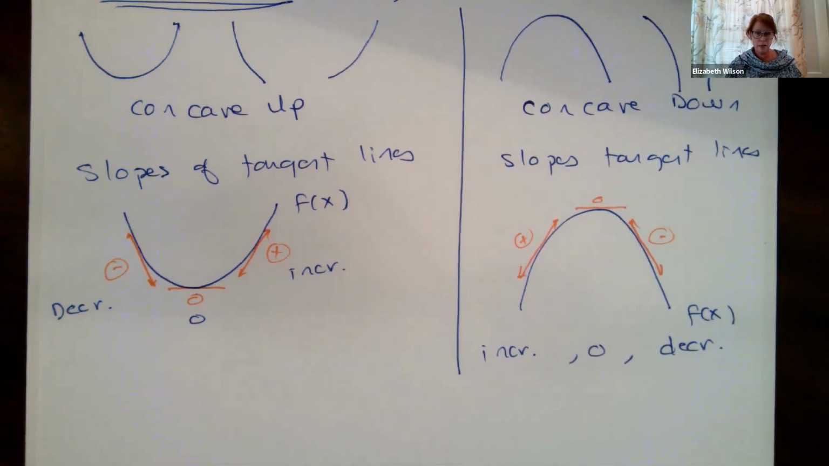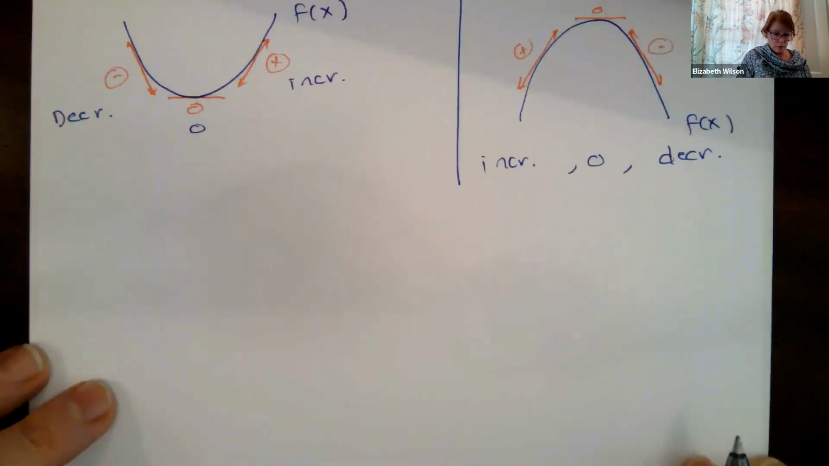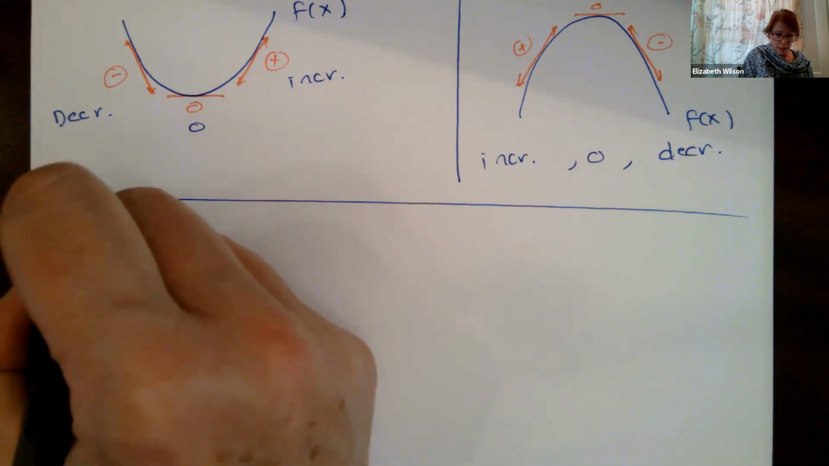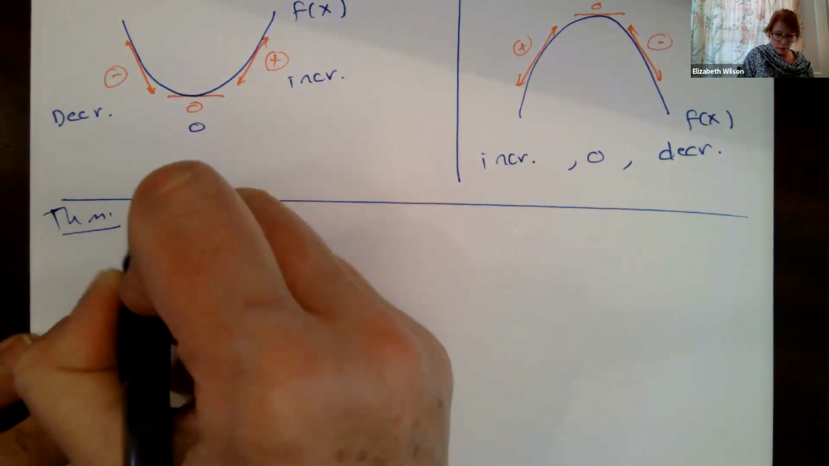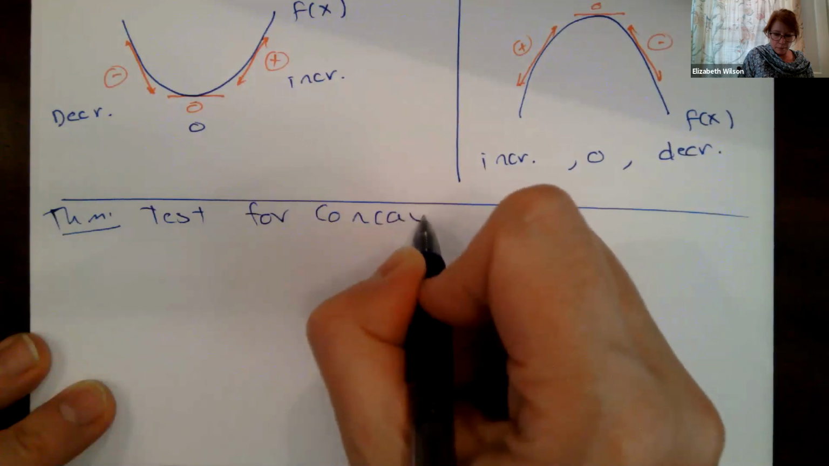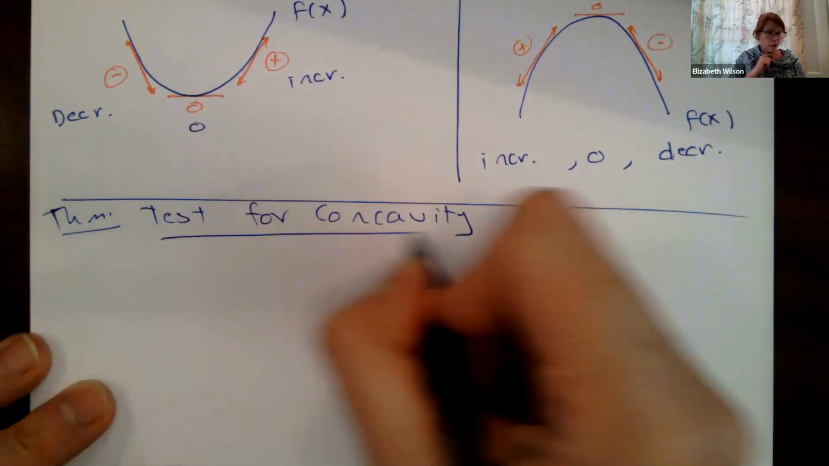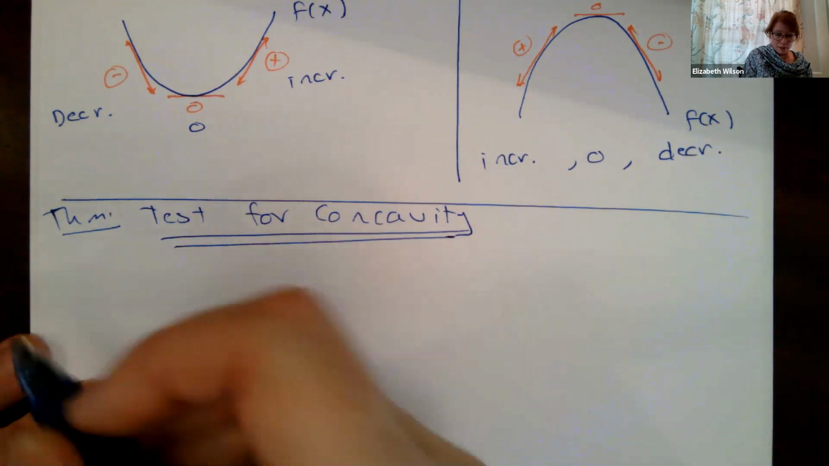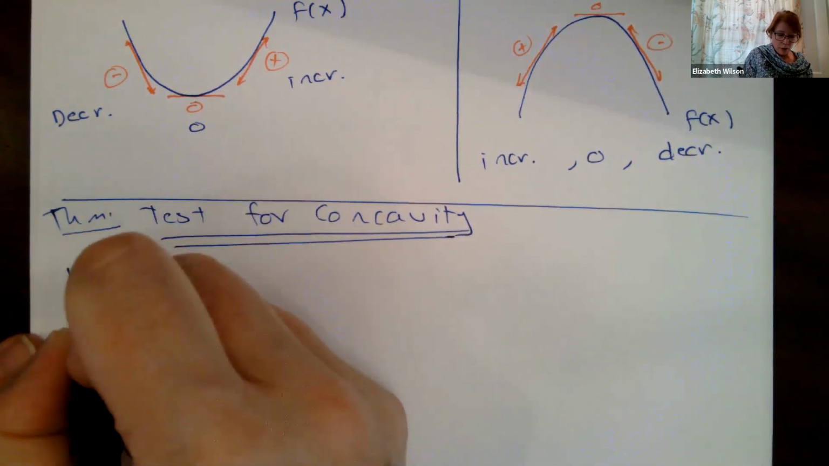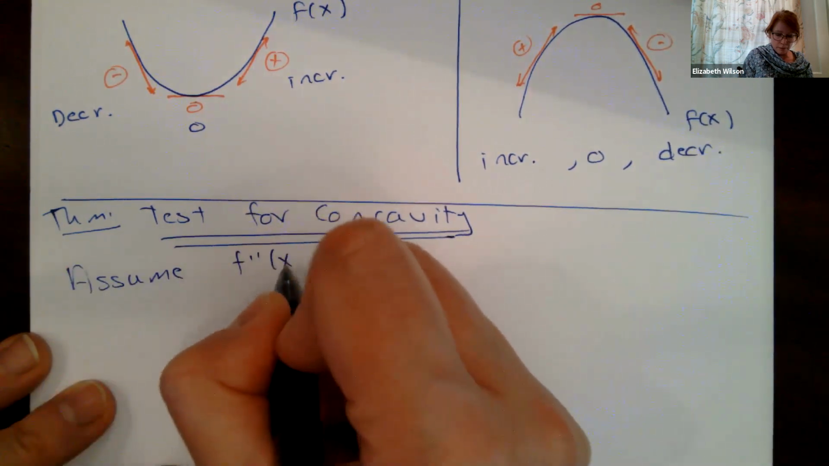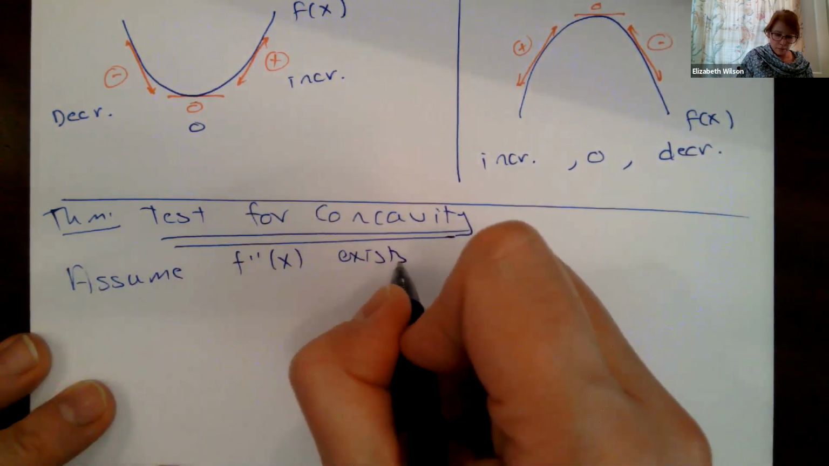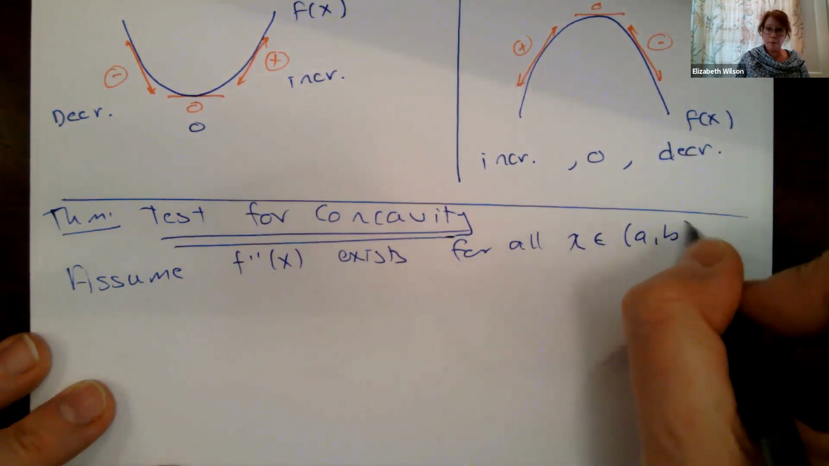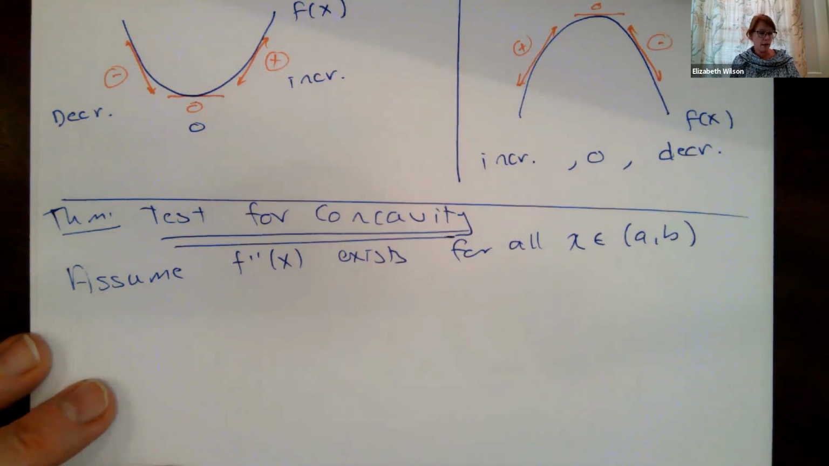All right, so let's do a test for concavity. This is also a theorem. Just a test for concavity. Okay, so first off, we need to assume that our second derivative exists. Assume our second derivative exists for all x within an interval a to b that we're looking at. x is an element of a to b.